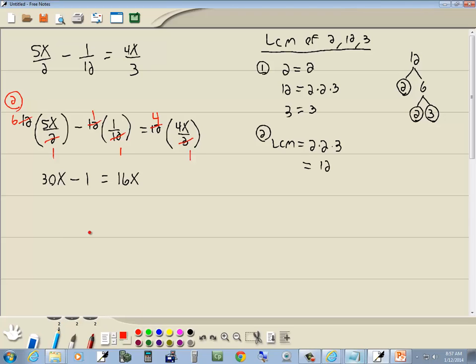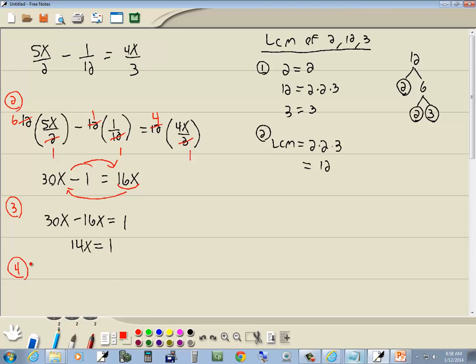Okay, step 3. Step 1 is get rid of parentheses. Step 2 is get rid of fractions. Step 3, get everything with an x on one side and numbers on the other. So I'm going to take this 16x and I'll move it to the left side. And I'll take this negative 1 and move it to the right side. When you take anything across your equals, your sign changes. So your 16x becomes a negative 16x. And a negative 1 becomes a positive 1. Now our note at the top says combine together like terms in any step. 30x minus 16x gives us 14x equals 1.